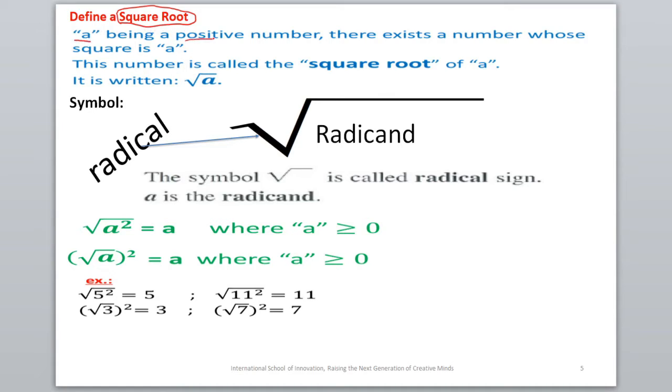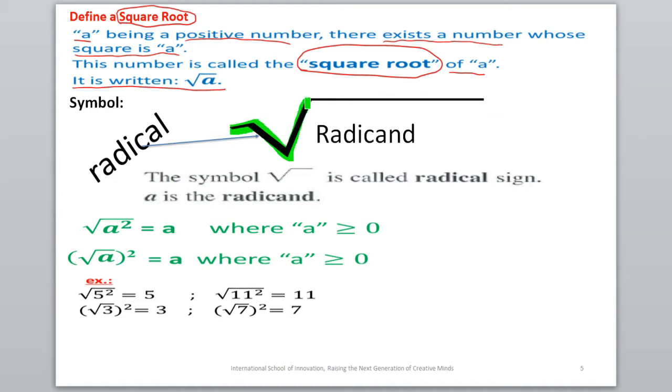A being a positive number, there exists a number whose square is A. This number is called the square root of A. We will explain what we mean by all these words.